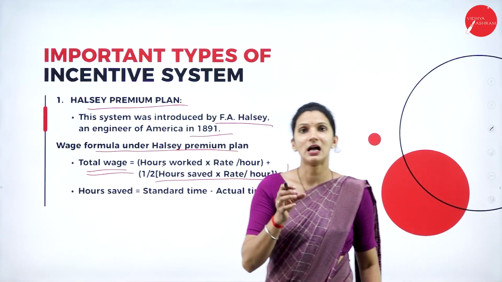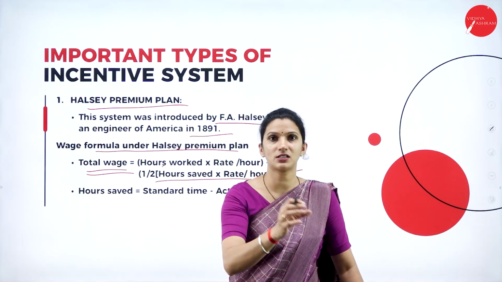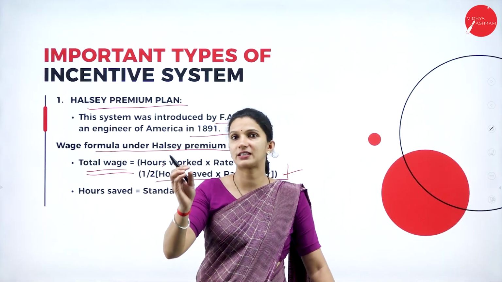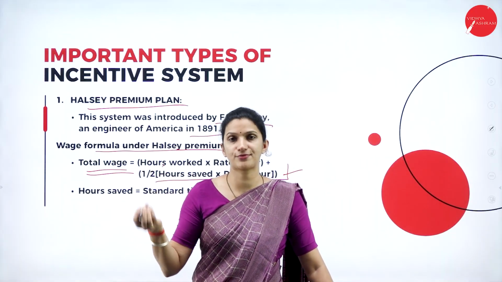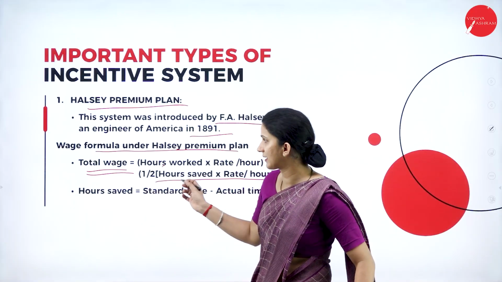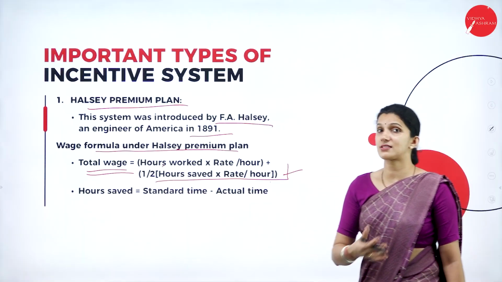So simply, under Halsey's plan, your total wage is equal to hours worked into rate per hour, plus the bonus calculation, that is half of hours saved into rate per hour. So that is the bonus calculation, and you will get the total wages. Now how to calculate the hours saved?